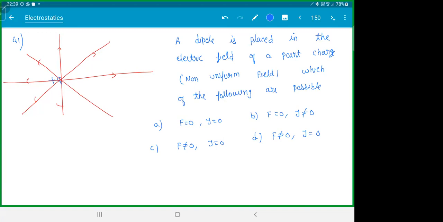Now, let me ask you another way. Let's go reverse, okay? Due to a dipole, is there a null point anywhere? Due to a dipole, is there a null point anywhere? No, right? There's not a single point with zero field.